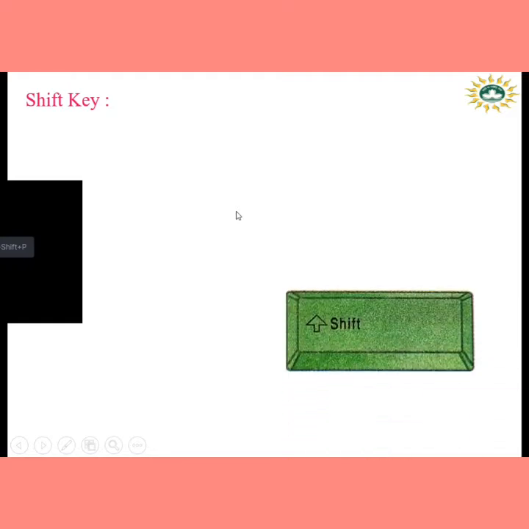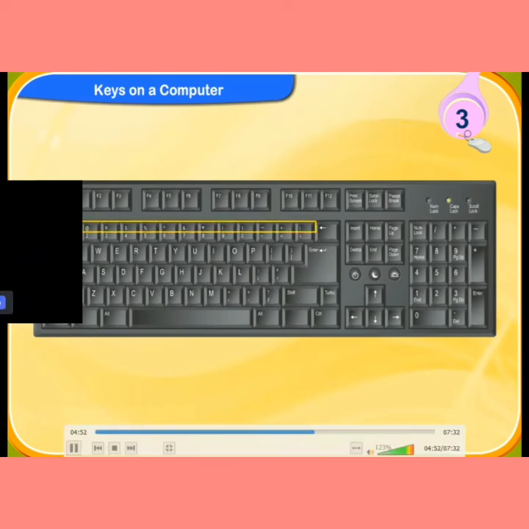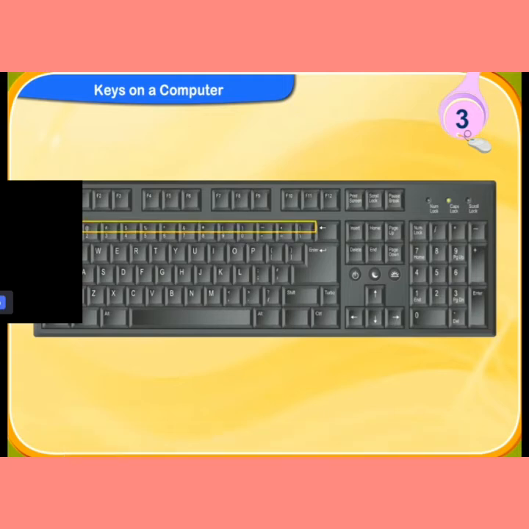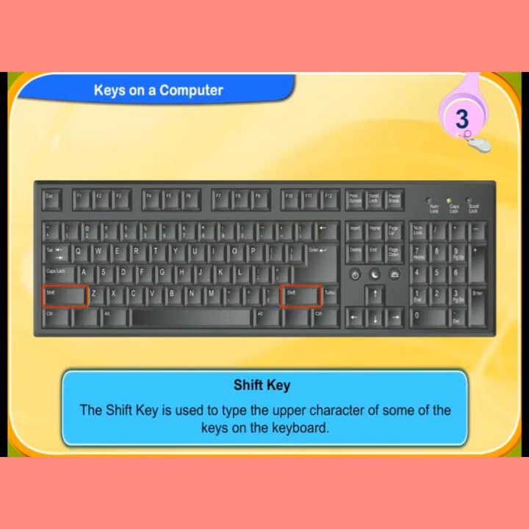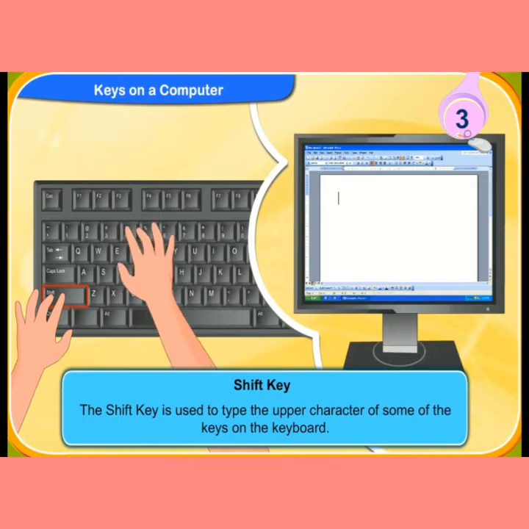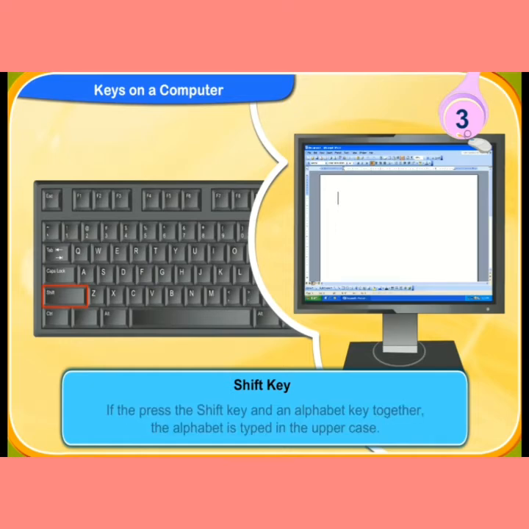Now the next key is shift key. Okay, so first watch a video. Look at the number keys. They have a symbol printed above the number. If you wish to type the symbol, you need to press the shift key and the number key together. So the shift key is used to type the upper character of the keys on the keyboard. The shift key is also used to type in capital letters.